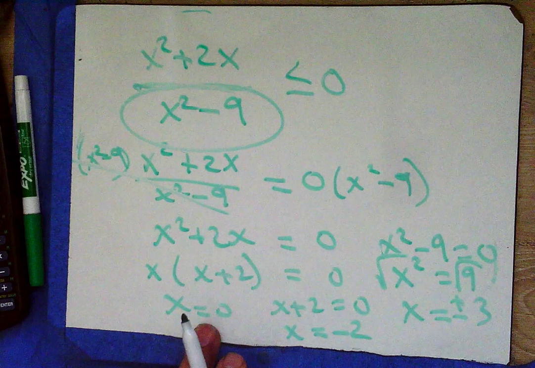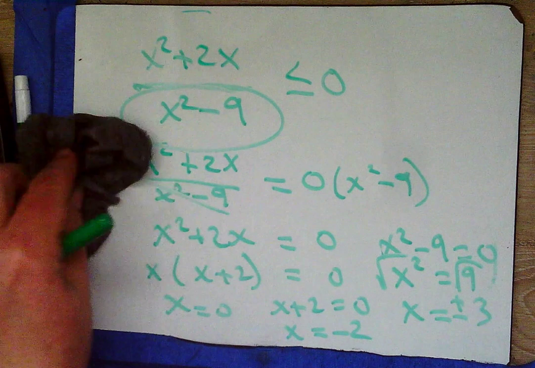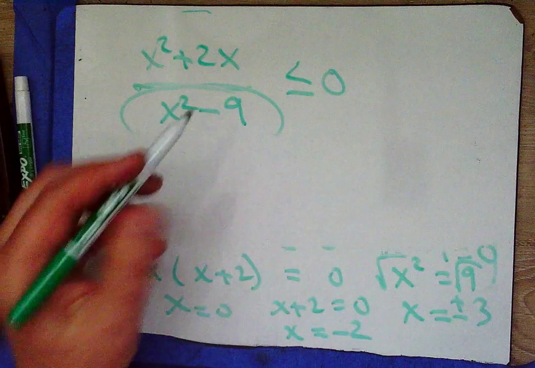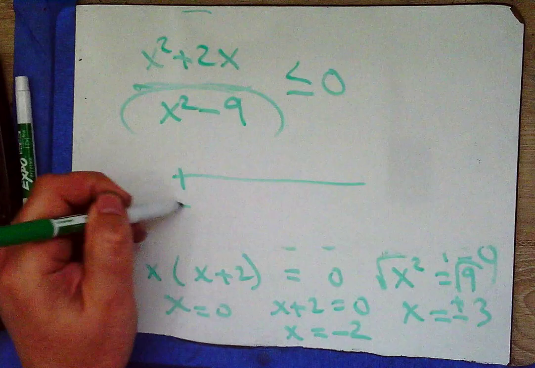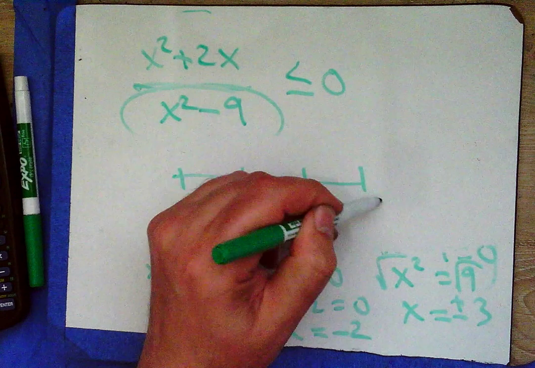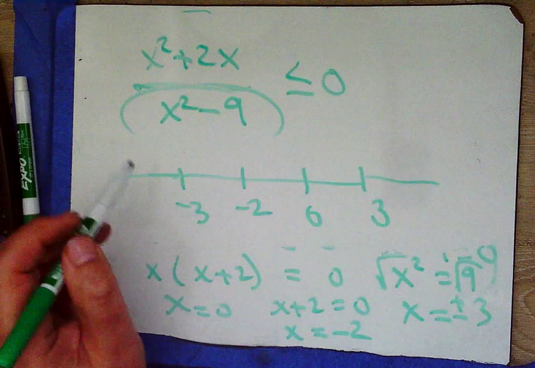So we've got 4 critical numbers here. Let's take those critical numbers and put them on a number line and start testing intervals. We've got negative 3, negative 2, 0, and positive 3. How many intervals?